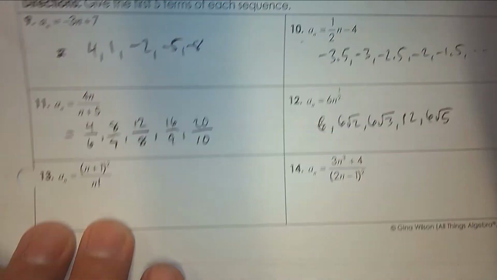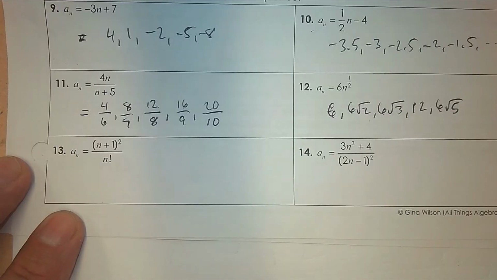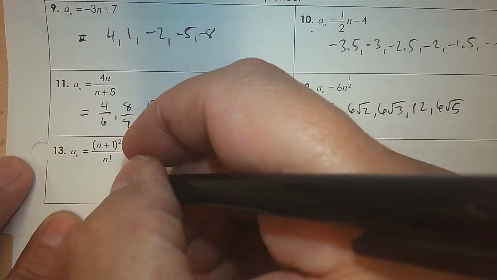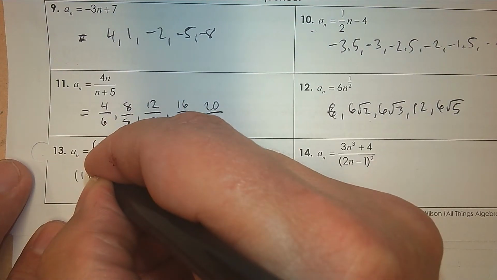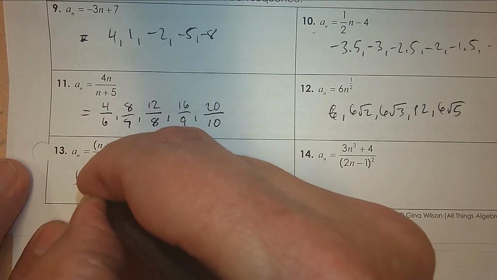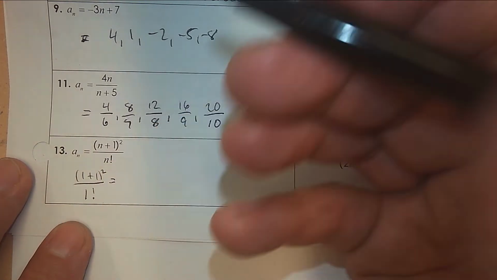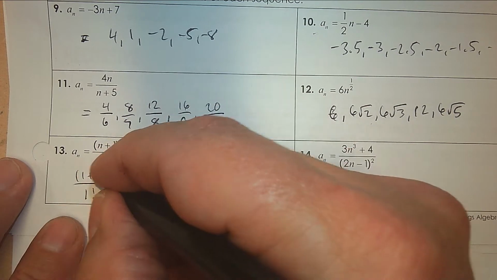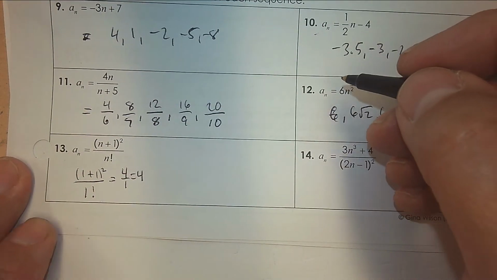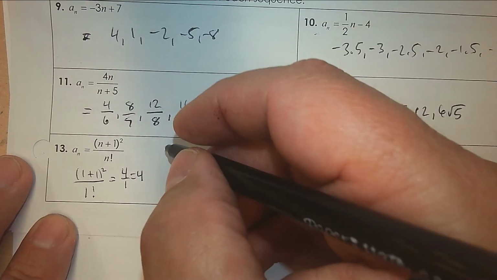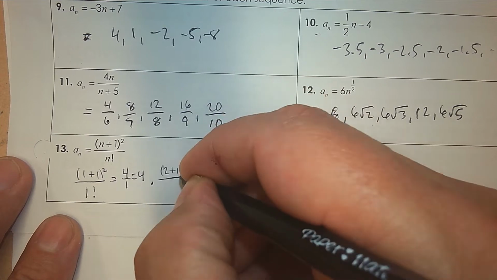13, well, that's a tricky little symbol down there, so we'll have to explain what that factorial means. So if I plug in 1, I get 1 plus 1 squared over 1 factorial. So 1 factorial is equal to 1. So it's 1 plus 1, 2 squared, divided by 1, so the first term is 4. Then the next one, you'd plug in 2. So 2 plus 1 squared over 2 factorial.